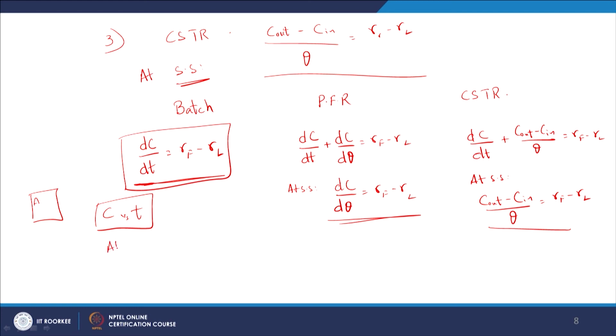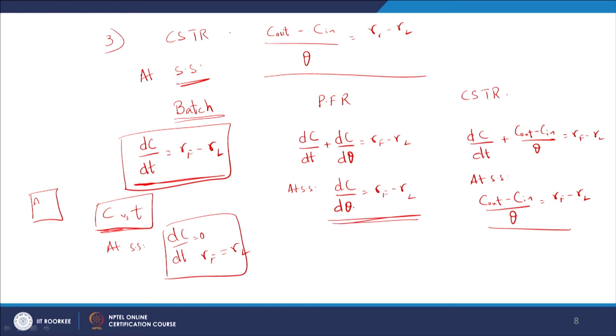So, at steady state, what does that transform into? dC/dt equal to 0, right. What does that mean? Rate of formation will be equal to rate of loss, and you see no further change in concentration with time, and that is more or less your equilibrium. The system has reached the maximum extent possible there in your batch reactor.